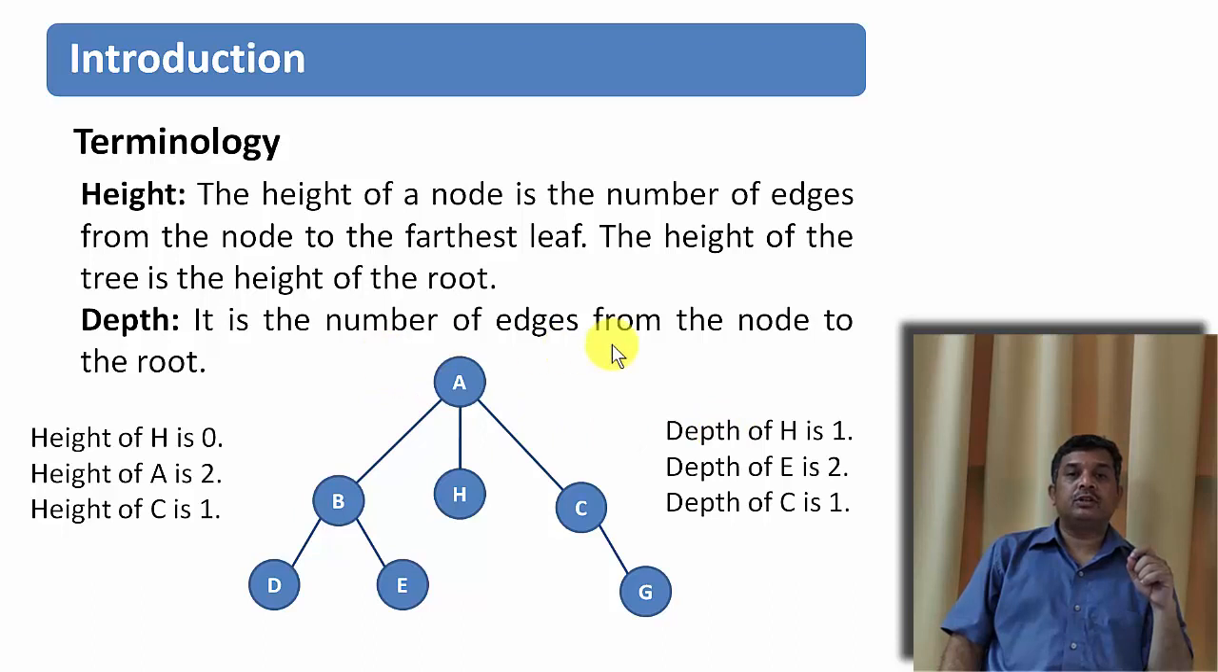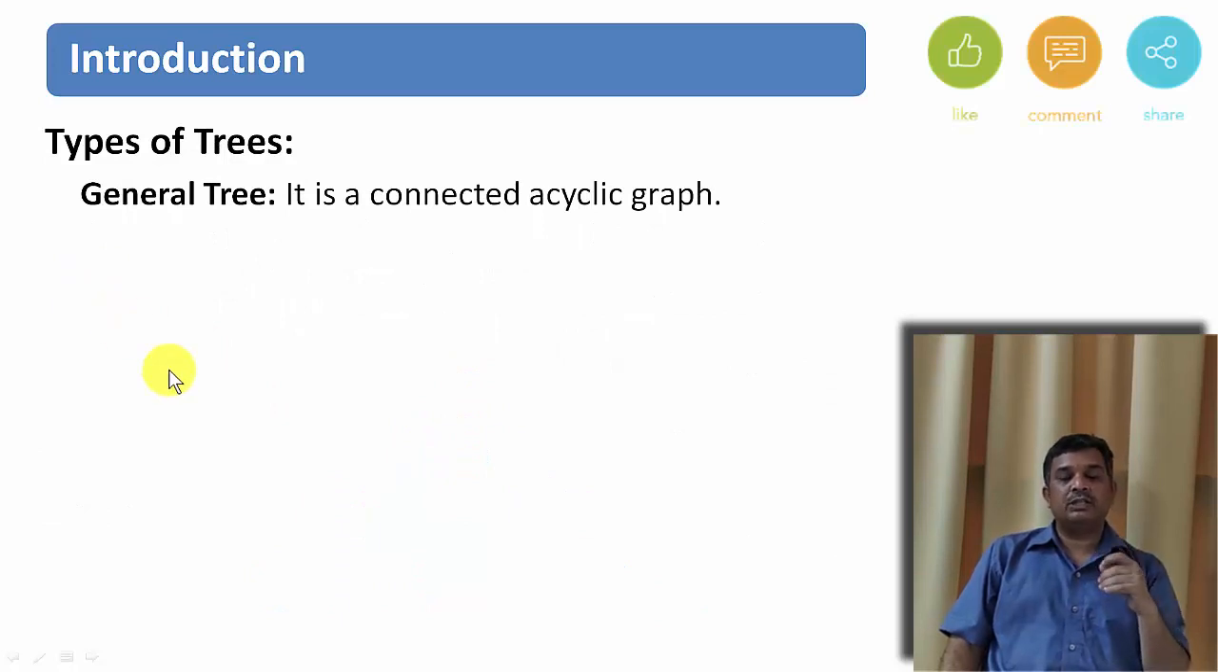Similarly, the definition of depth. Depth of H is 1. In the reverse direction I have to take the given node: how many edges far away is it from the root? A is the root and H is 1 edge away. So that's why the depth of H is 1. The depth of E is 2. So E is at a 2 edge distance from the root node. Similarly, depth of C is 1. C is 1 edge away from the root node. So these are the basic terminology that we have.